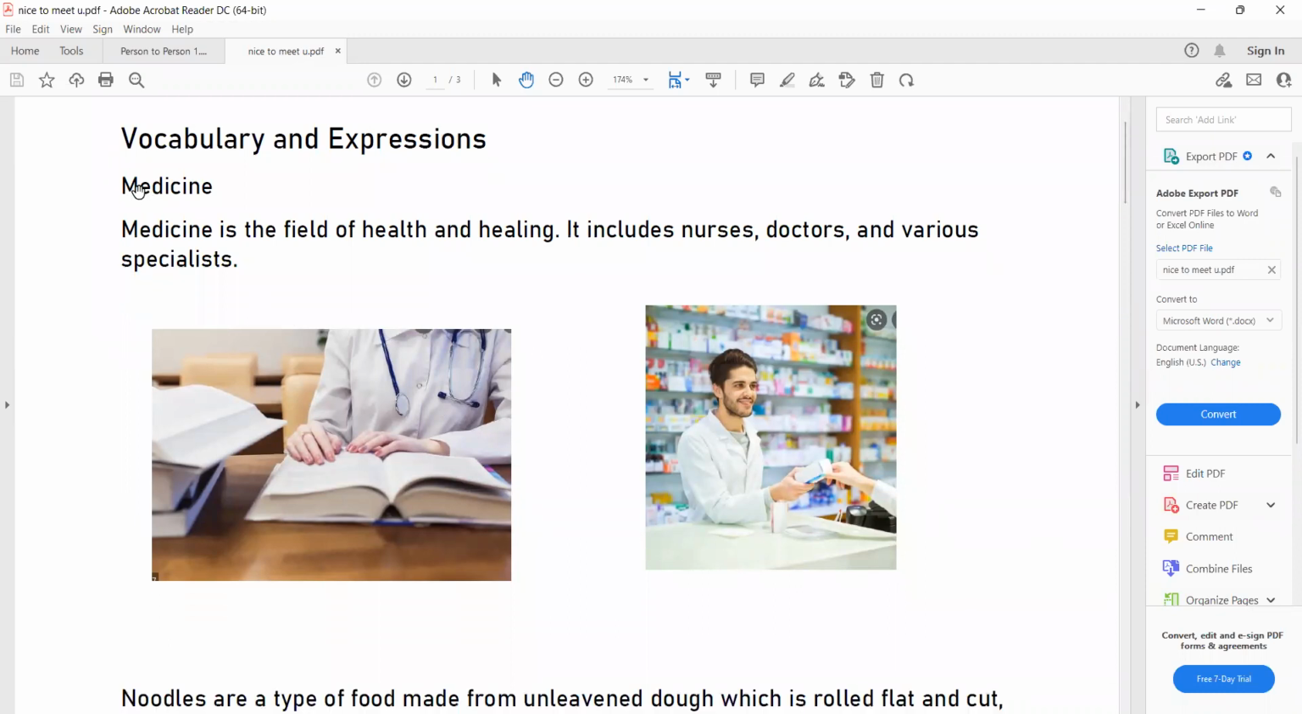The first one is medicine. Medicine is the field of health and healing. It includes nurses, doctors, and various specialties. So for example, if you are studying medicine, that means you're studying things that have to do with people's health. It also has to do with drugs, or we can say medication, like pharmacy studies. So it all goes under the term medicine.